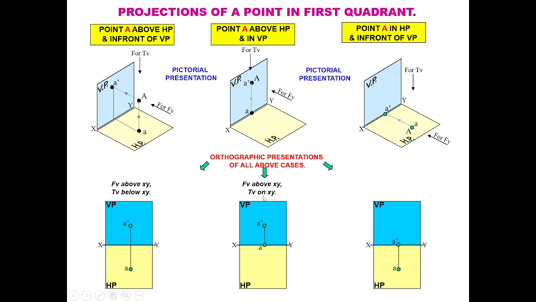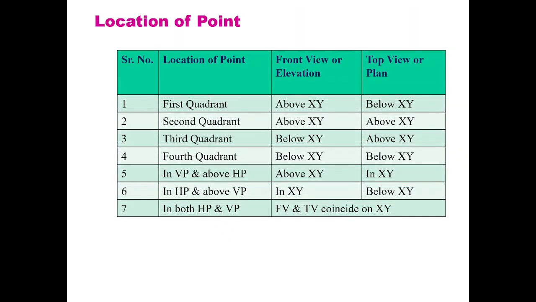So this is for the second case, point A is above HP and in VP, and this is the third case, when the point is in HP and in front of VP. So this is another case. Next is the location of the point. So what is the location of the point?